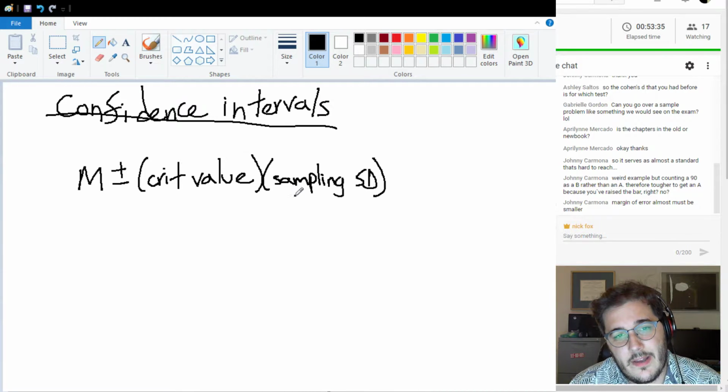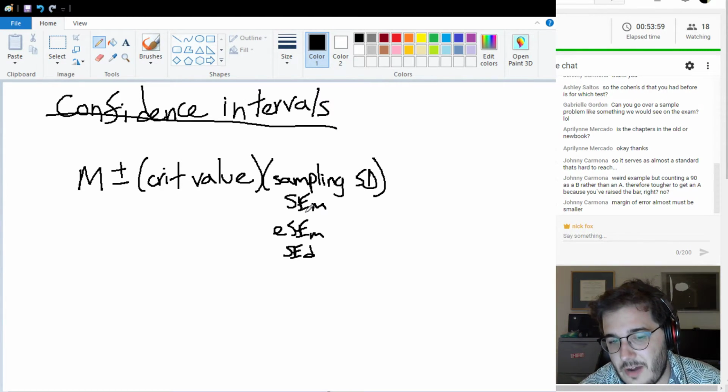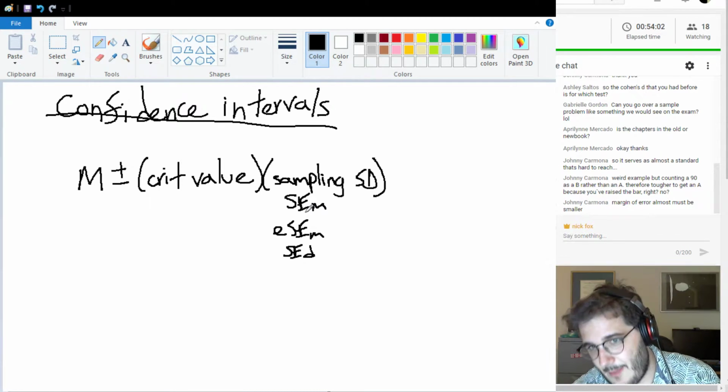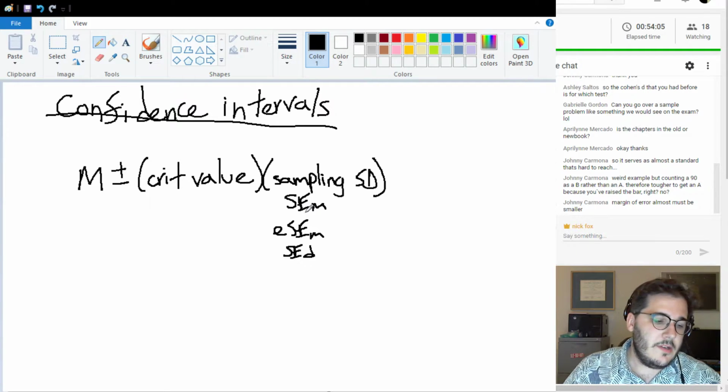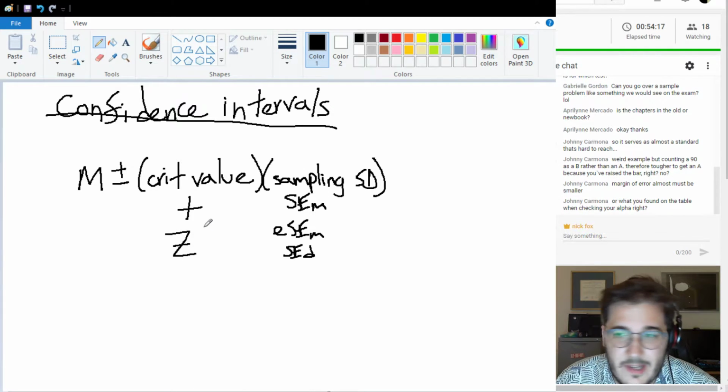So this can either be SEM, or estimated SEM, or if you want to go real crazy, you could do the standard error of difference if you really wanted to. So that's why I call it some sampling standard deviation, some measure of the variance for a sampling distribution. So here, this is your mean, right? The critical value could be t or z.